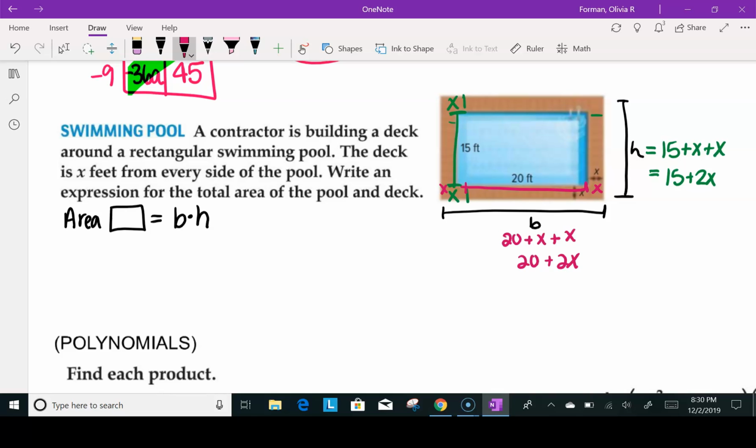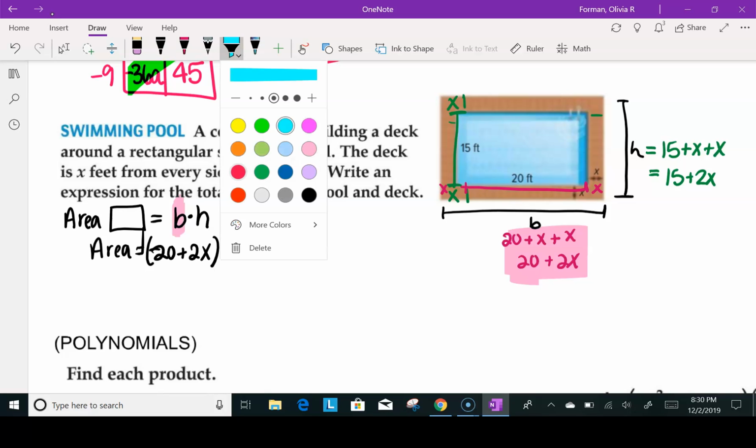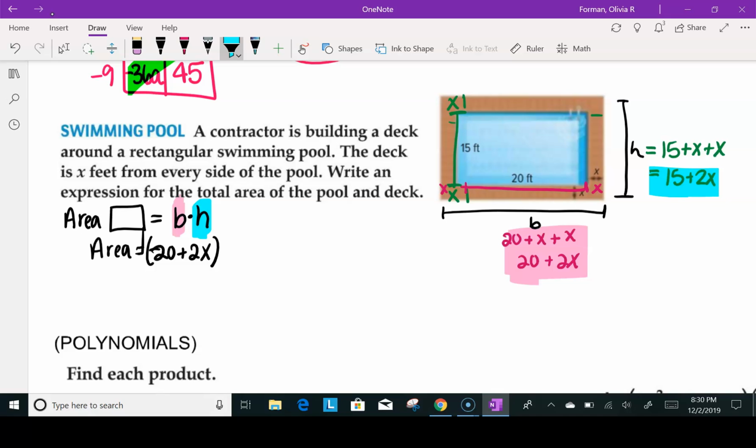Okay, so look at that. The x are for the two deck part of it. So it's x length on either side of the pool there. So to find my area, I'm taking my base, which is this right here. So my area equals my base, which is 20 plus 2x, times my height, which is that 15 plus 2x.